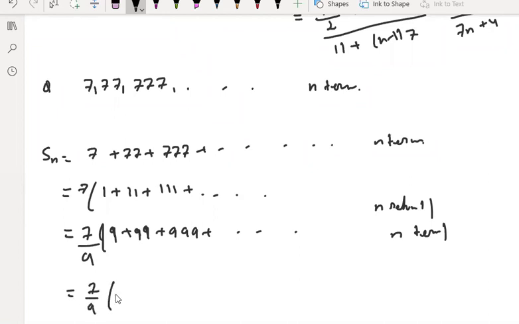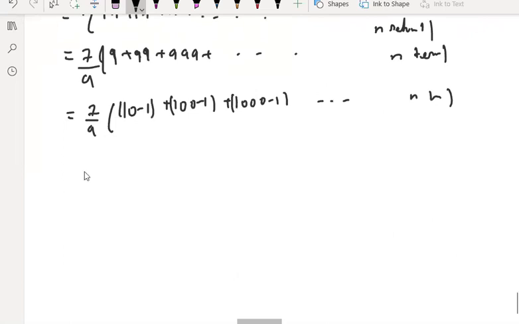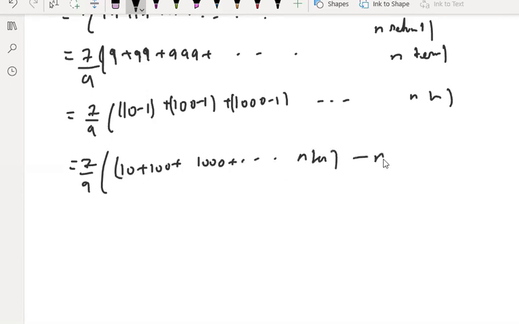If you observe, it became what? It became 10 minus 1. This is 100 minus 1. This is 1000 minus 1. Dot dot dot n terms. Now if you observe this, 7 by 9 is outside. This is 10 plus 100 plus 1000 plus dot dot dot n terms, minus n, because minus 1 to n terms is minus n.